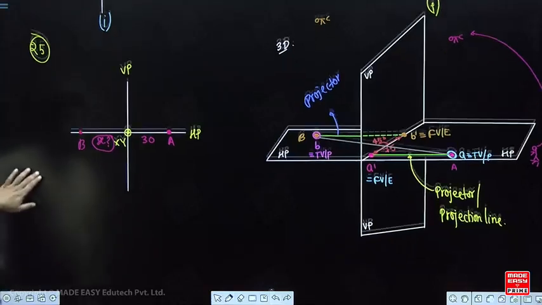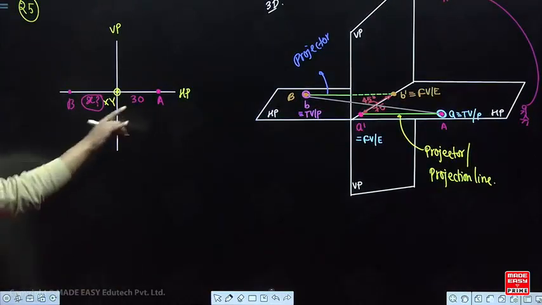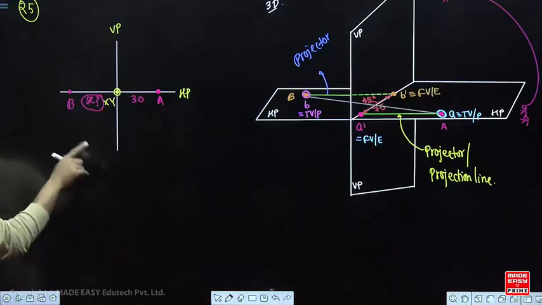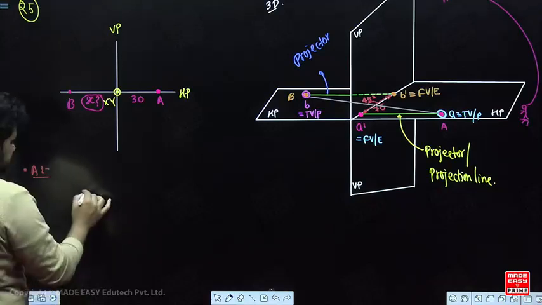Now see how to solve. Now this is not part of the solution. Now see how to attempt this question without drawing 3D. So first let us talk about A, right. First let us talk about A.